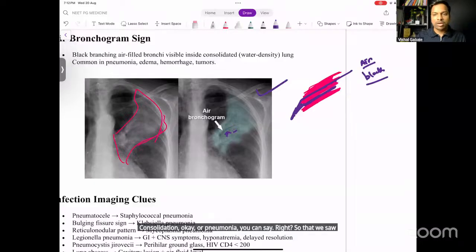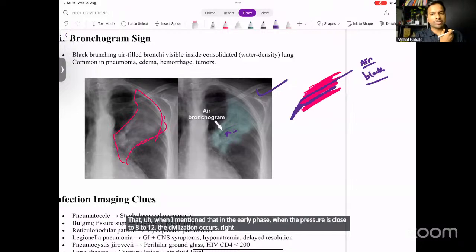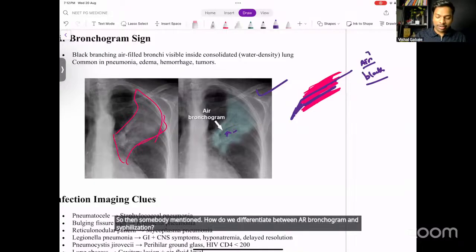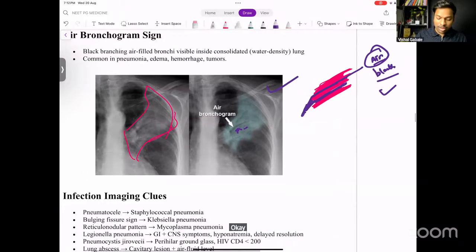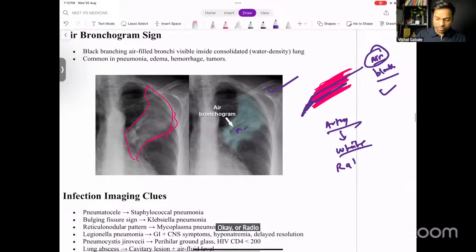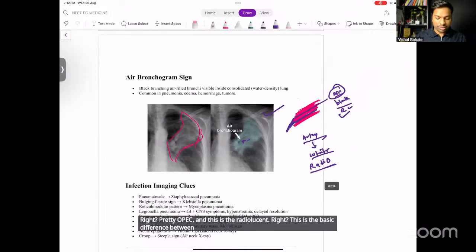Also, somebody asked a very good question when we were discussing heart failure. When I mentioned that in the early phase, when the pressure is close to 8 to 12, upper lobe cephalization occurs, somebody asked how do we differentiate between air bronchogram and cephalization? As I mentioned, air is black, radiolucent, and whenever you have any artery or any vessel, that will be radio-opaque, or white. This is the basic difference between the two. I hope you understand.